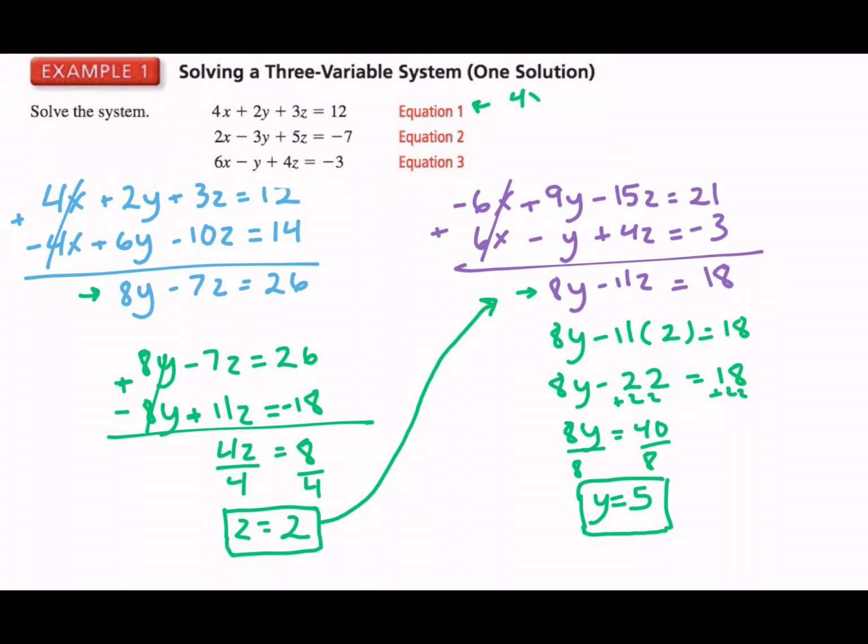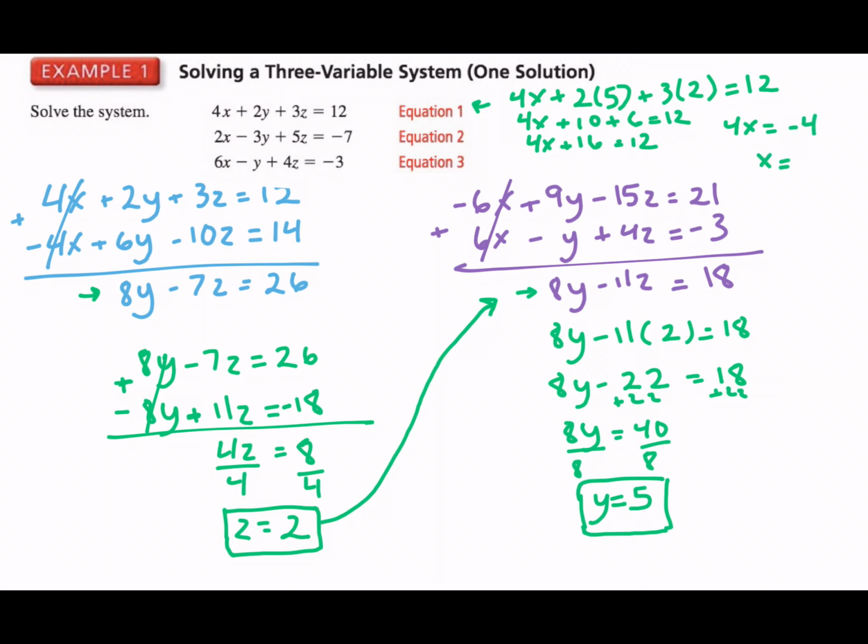So I have 4x plus 2 times y, which was 5, plus 3 times z, which is 2, equals 12. So that gives me 4x plus 10 plus 6 equals 12, or 4x plus 16 equals 12. If I subtract 16 from both sides, I get 4x equals negative 4, or x equals negative 1. So I found x, y, and z.